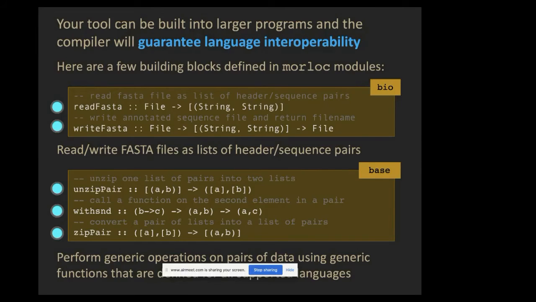To operate on these lists of pairs, you can use generic functions from the Morloc base package or from other modules. Here are three useful ones. Unzip pair will take a list of pairs and convert it into a pair of lists. With second will take a function and apply it to the second element in a pair, returning a new pair. Zip pair will take a pair of lists and combine them into a list of pairs.